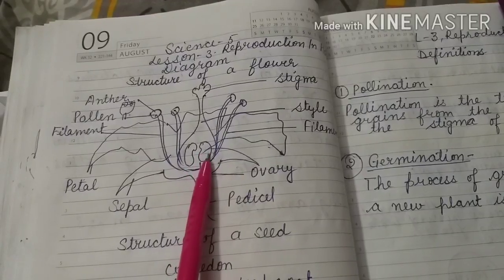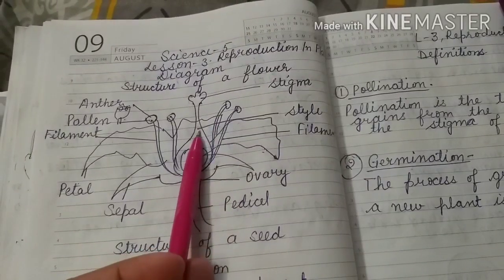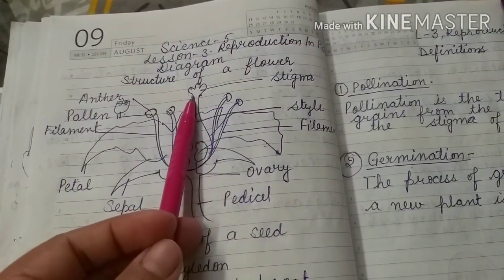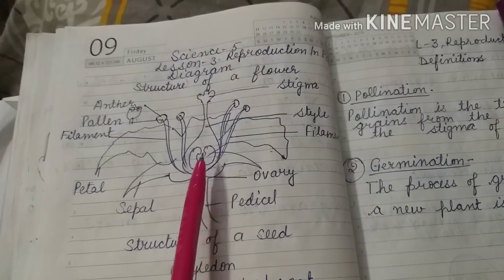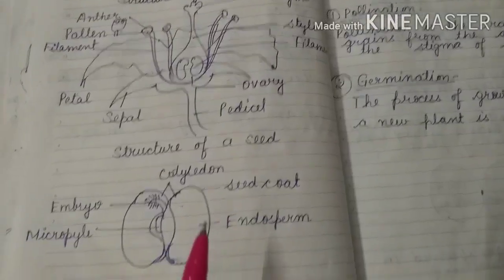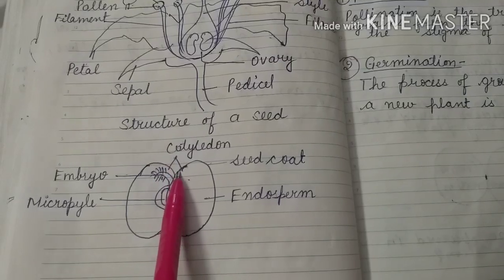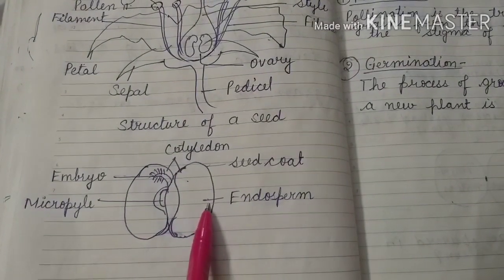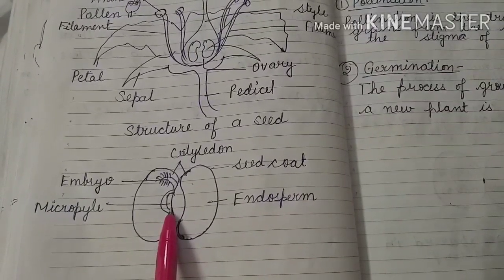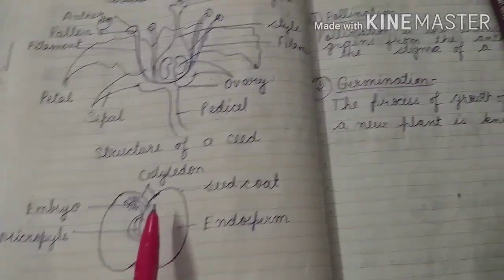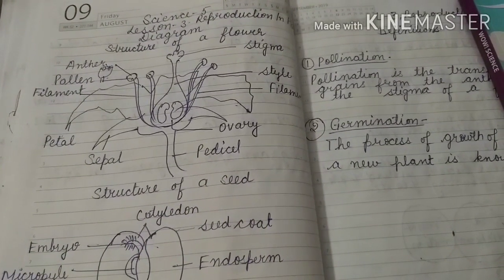Ovary; inside the ovary ovules are present. And these are filament, style, stigma. So at the top is stigma, style, ovary. Inside the ovary ovules are present. It is the pedicel. And you can see the diagram of a seed: embryo, cotyledons, seed coat, endosperm and micropyle. This small hole is called the micropyle. So for the structure of flower and seed, practice both diagrams.